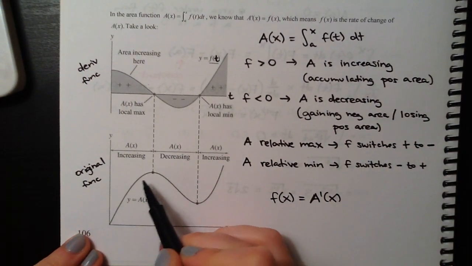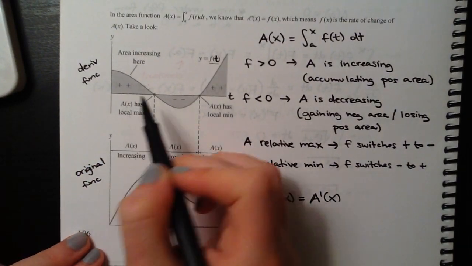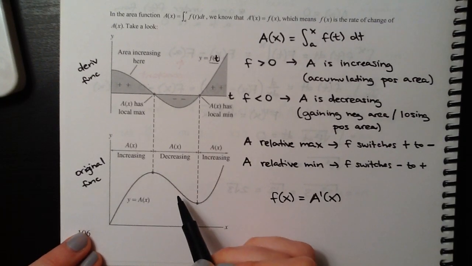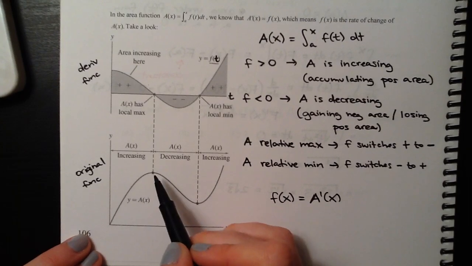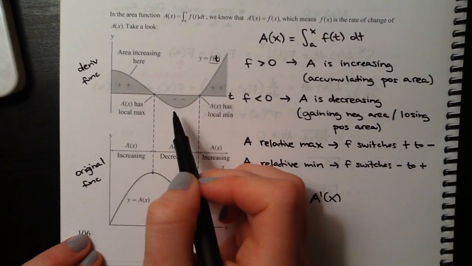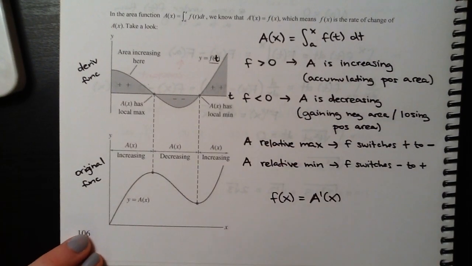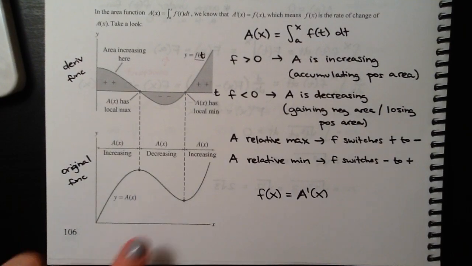So when your original function is increasing, your derivative is positive. When your original function is decreasing, your derivative is negative. I'm sorry, when you have a local max, that means your derivative switches from positive to negative. When your function has a local min, your derivative switches from negative to positive. So that same chart that we've made a whole bunch of times, you can see all those relationships here. All right, so that's it.